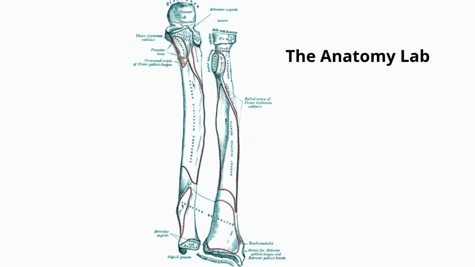So the head of the radius articulates with the radial notch on the ulna, and the head of the ulna articulates with the ulnar notch on the radius. And you've also got this little styloid process medially. So just like you've got the styloid process on the radius, you've got the styloid process of the ulna.